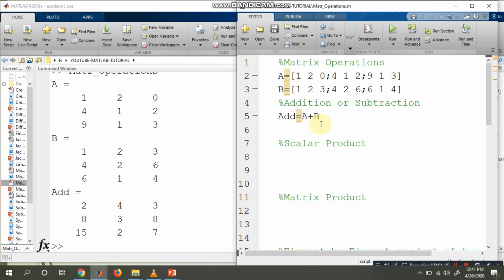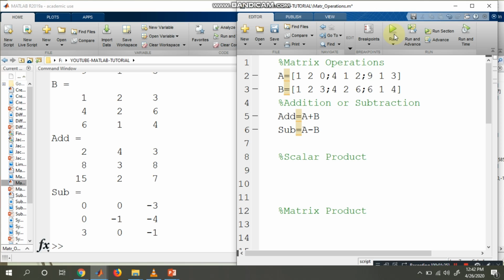Now suppose you would like to find the subtraction. You would like to subtract these two, B from A or A from B. A from B means you can take B minus A. Or suppose you would like to find the negative of a certain matrix, see, negative of A, it is simply minus A. See all the negatives. This is the negative of a certain matrix.